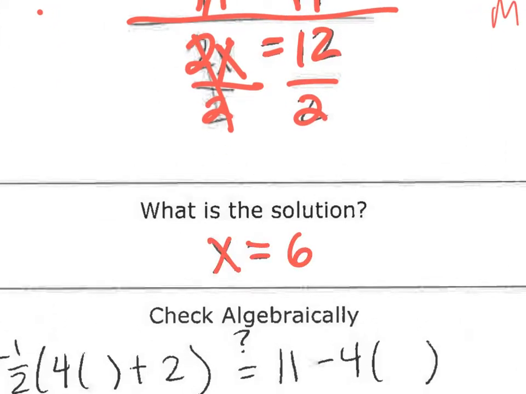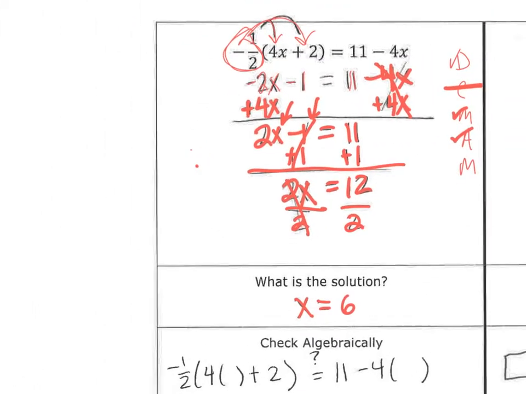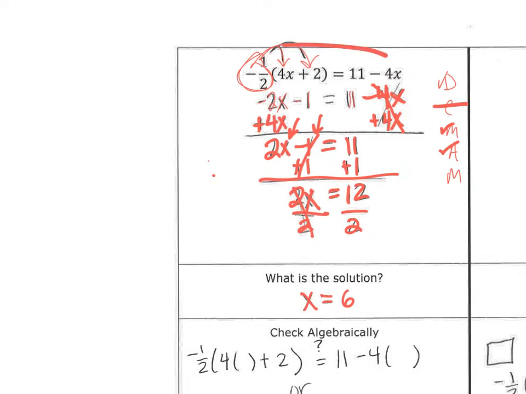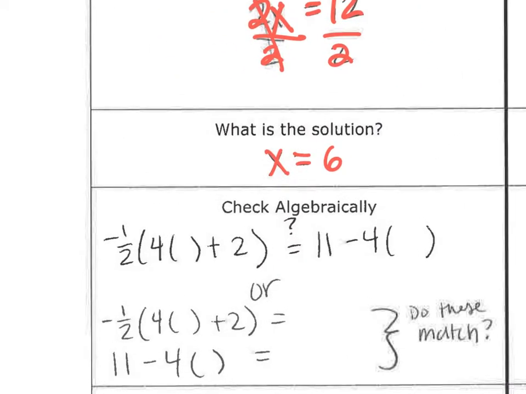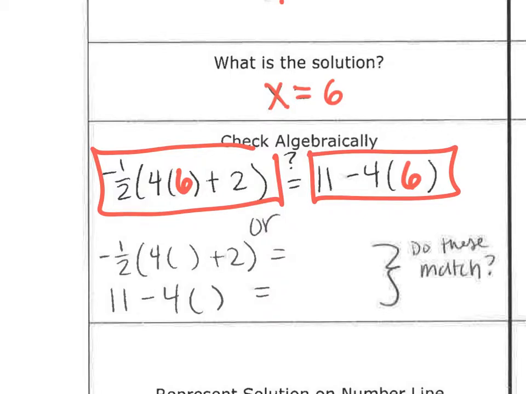That's my solution. Now I'm going to check it algebraically. That means I'm going to use that same equation from up here, and everywhere there's an x, I'm going to put in 6. So I'm going to write 6 right here and a 6 right here. Now, I can take this part and put it in my calculator and this part and put it in my calculator and see if I get the same answer.